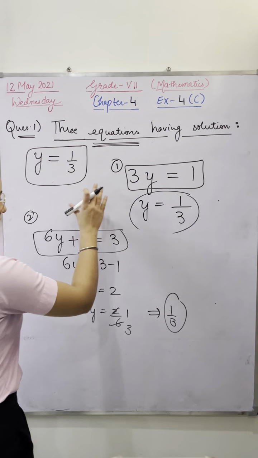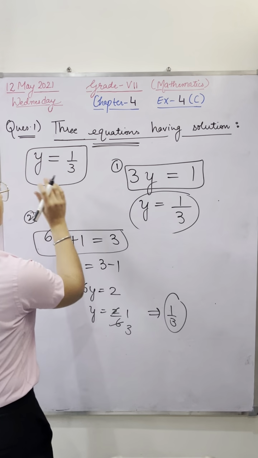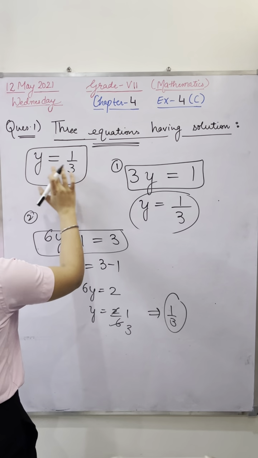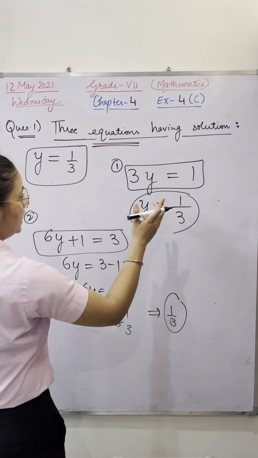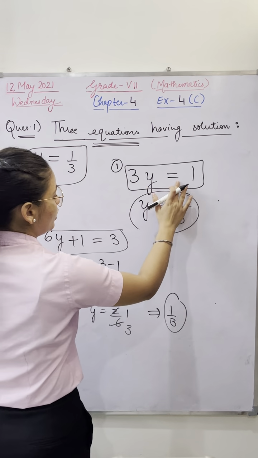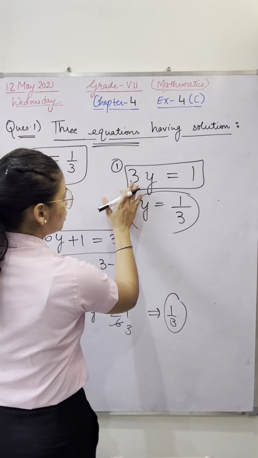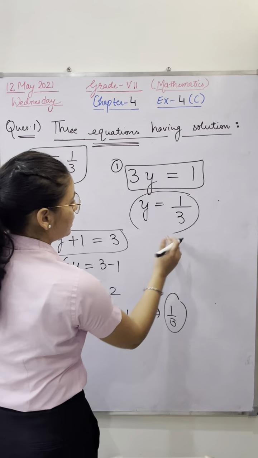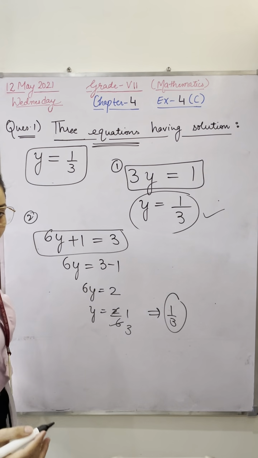Okay, I'm telling you how you can make the equation. You can see that y is equal to 1 by 3 should be the answer. So how will you make it? If you write 3y is equal to 1, then 3 will go to the denominator, and the answer will be 1 by 3. In this way you can make it.